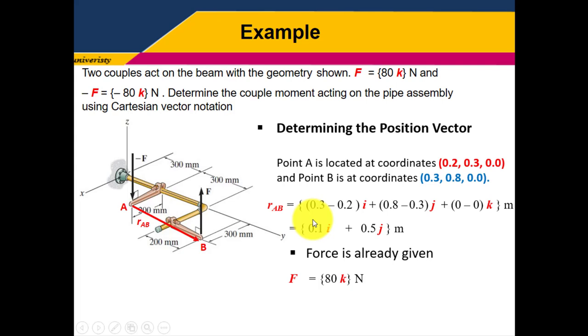Therefore, RAB equals RB minus RA. We can rewrite this as RAB equals (0.3 minus 0.2) i, which means the i direction, plus (0.8 minus 0.3) j plus (0 minus 0) k. Simply i from i, j from j, k from k, from point A and point B. Finally, this is the simplified value: RAB equals 0.1i plus 0.5j plus 0k, or we can say it's i and j.